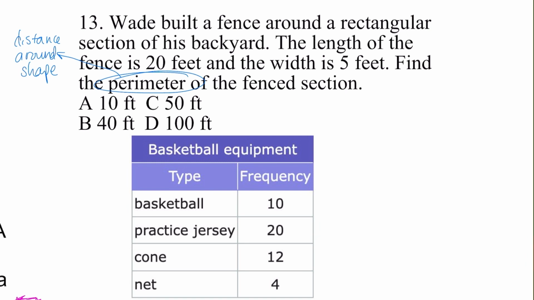So in this case, when you have the distance around the shape, you have to draw your shape first. In this case, it will be, of course, a rectangle. So when you have this rectangle, you have the length, it's 20 feet, and the width is 5 feet. And we know that for a rectangle, opposite sides are equal. So the bottom part is 20 feet, the top is also 20 feet. The right side is 5, the left side is also 5. So we have to use the fact that opposite sides are congruent.